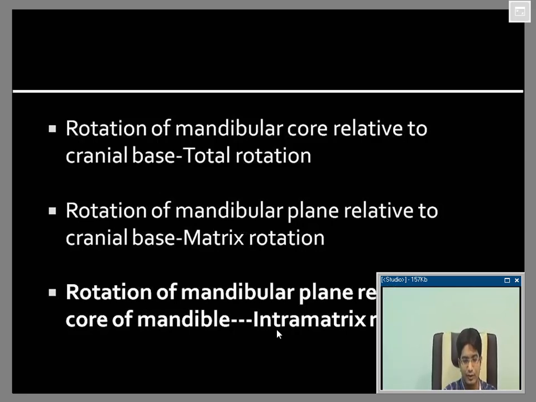Understood? Any doubt? The core of the mandible is, you can say, when the mandible is getting formed, the pathway of the inferior alveolar nerve, your nerve canal. It is called the core of the mandible during the formation of bone. And the plane is the external plane drawn as a tangent to the mandible. That's the difference.